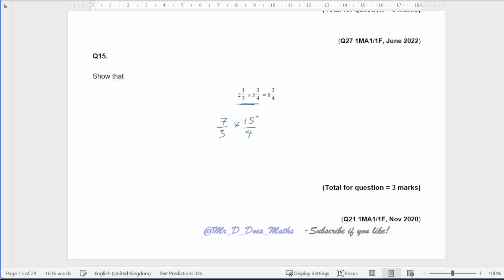My preference for this is, you've got two options. You can multiply out the numbers, then simplify, or you can simplify, then multiply. I will always simplify before multiplying. So 3 goes into both 3 and 15. It goes 3 times into 3, 5 times into 15, which gives us 35 over 4. And then 4 goes fully into 35 8 times, with 3 left over, which is what we're asked to show.